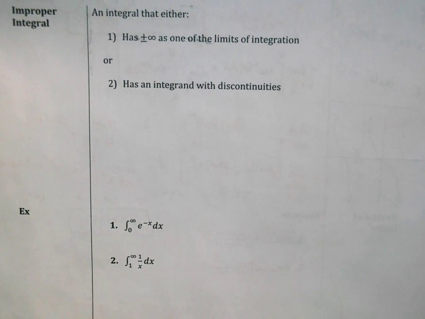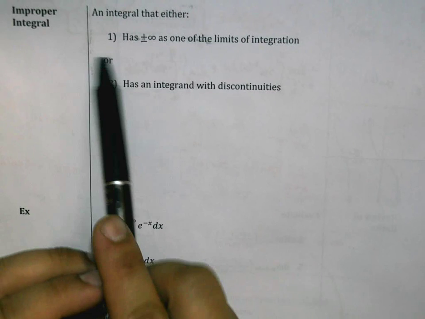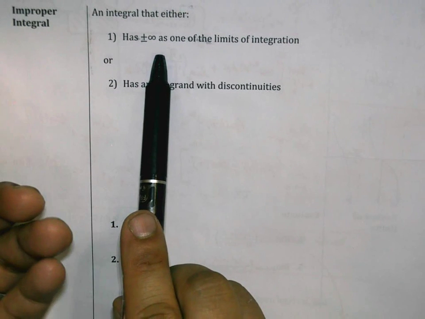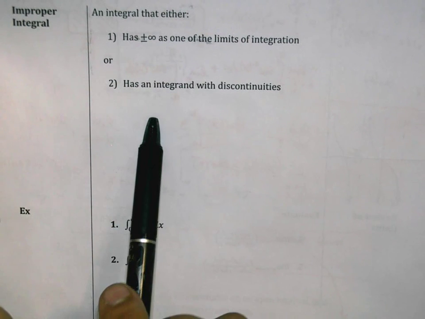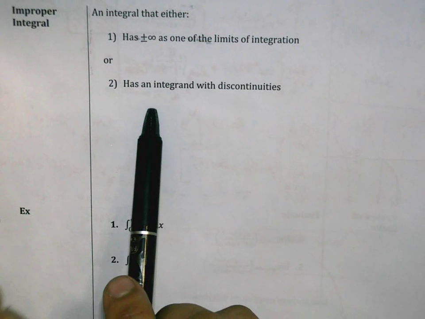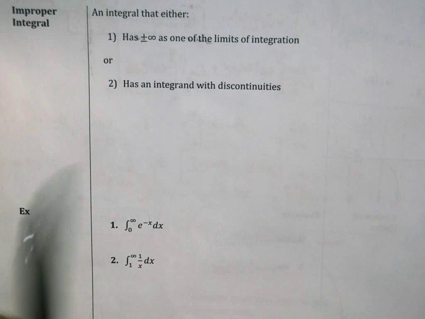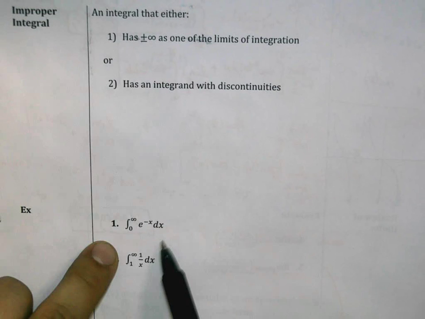An improper integral has one of these two features. Either the limit of integration is positive or negative infinity, or the integrand has some discontinuities in it. So let me show you what I mean with this example here.